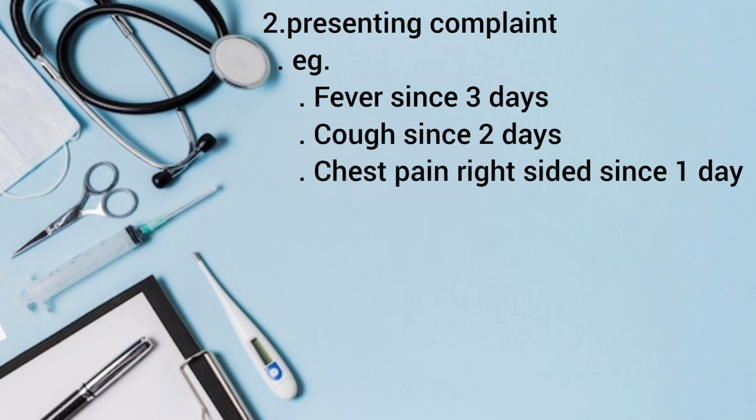Then the second step of history taking is presenting complaint. We will ask the patient in chronological order what he had experienced first, and then the further symptoms appear progressively. For example, he had fever for 3 days, cough for 2 days and chest pain for 1 day.